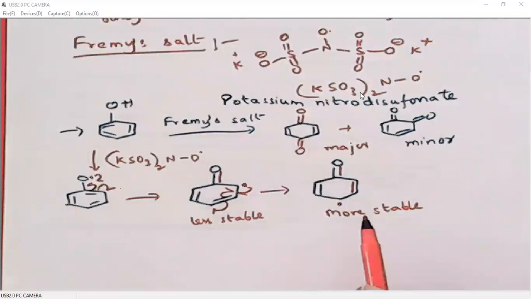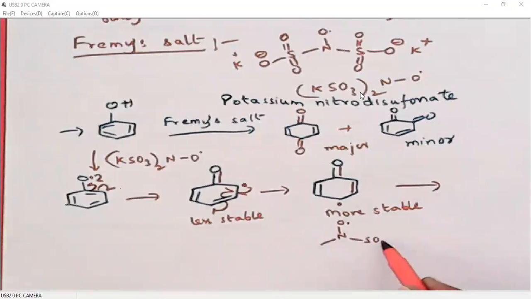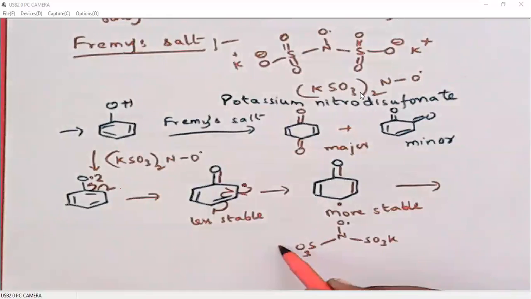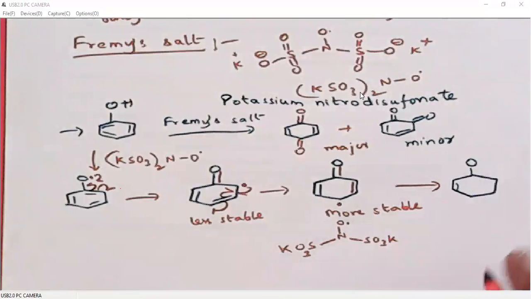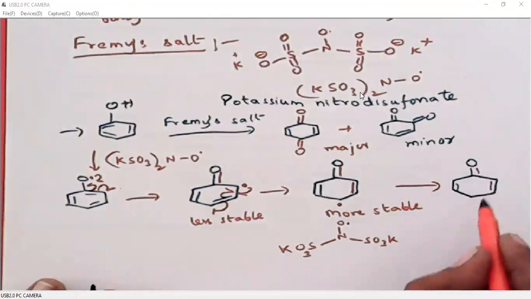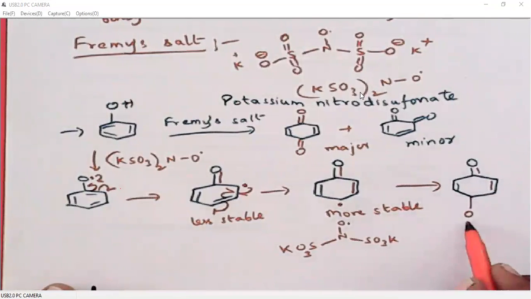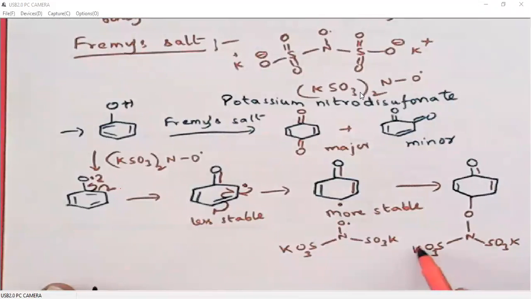Then I'll tell you how it generates a more stable product, it oxidizes further. When we add Fremy salt, what is Fremy salt? Oxygen radical, SO3K, SO3. So this radical and the oxygen radical will now generate a bond between them, so that it will be like this.